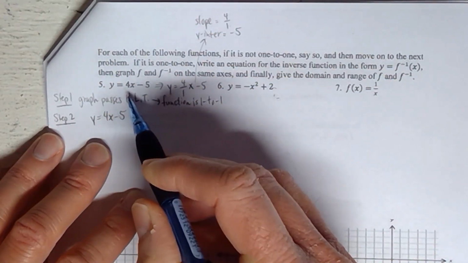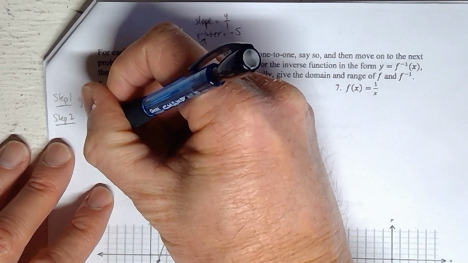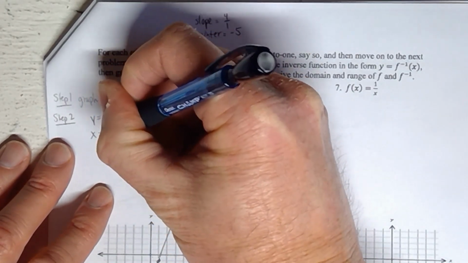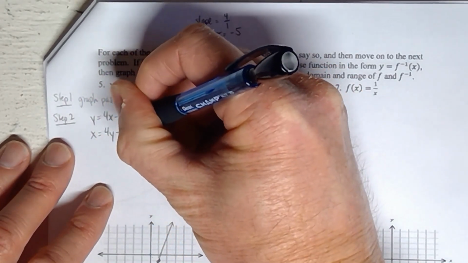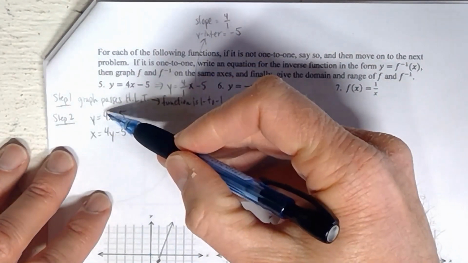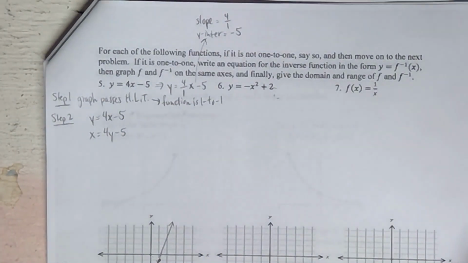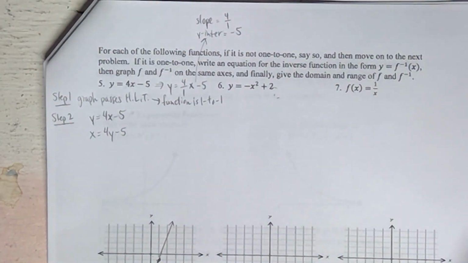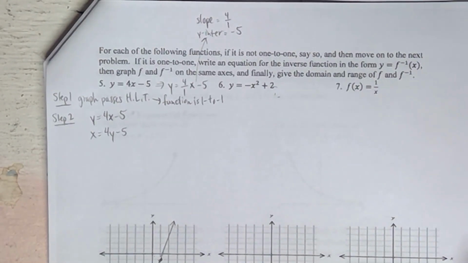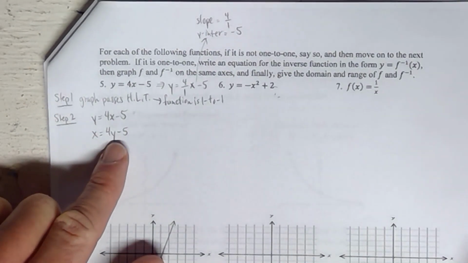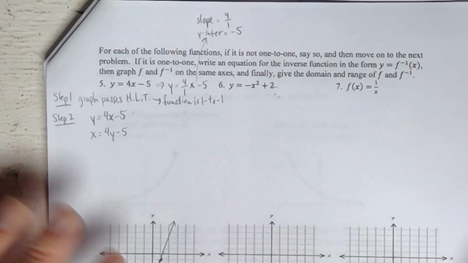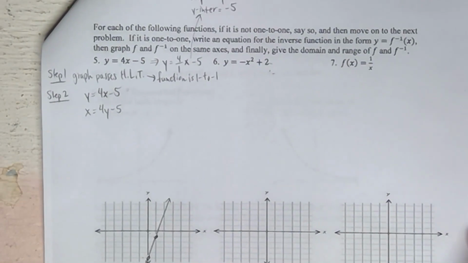All right. What you do first is you interchange the x and the y. Wherever you see the y, change it to an x. Wherever you see the x, change it to a y. Remember, this makes sense because when you have inverses, the x's and y's change places, don't they? And so it makes sense that they would in the equation as well, not just with your points on your graph, but also in the equation too.